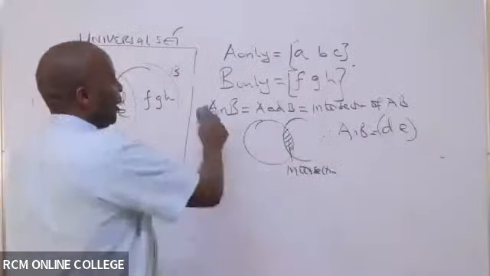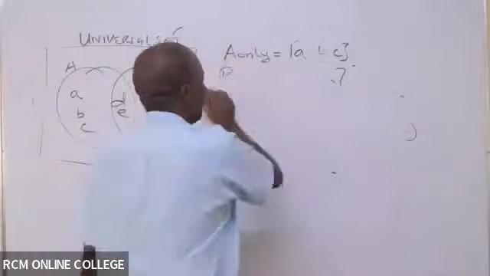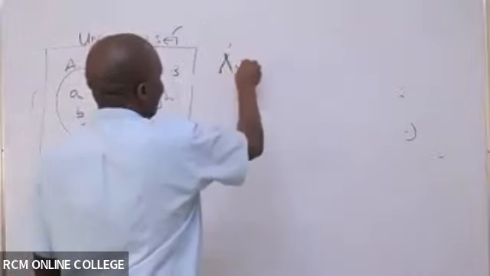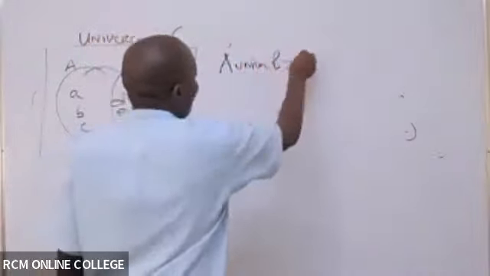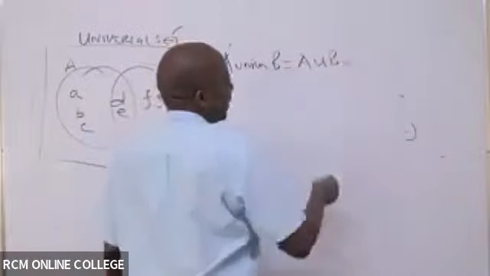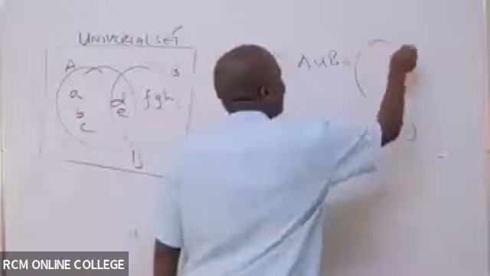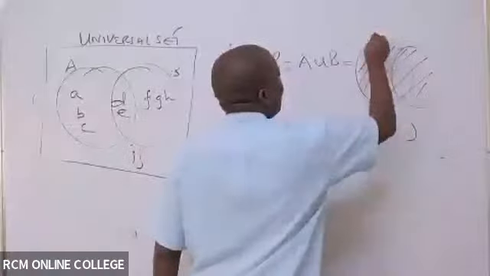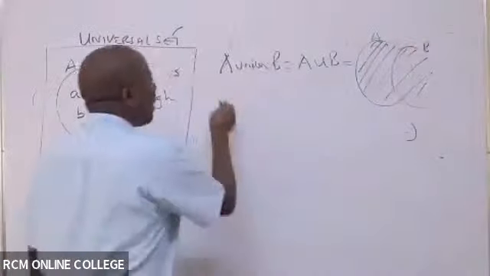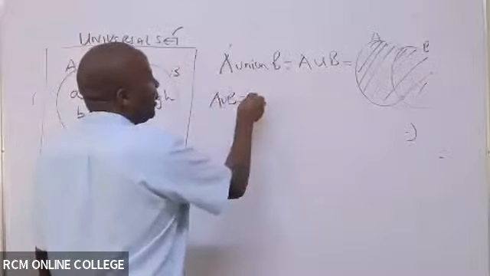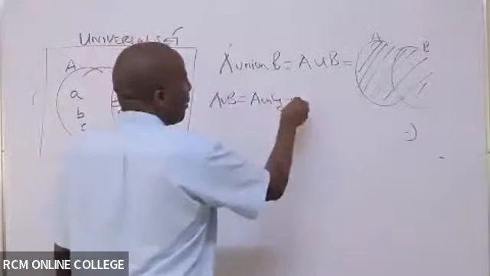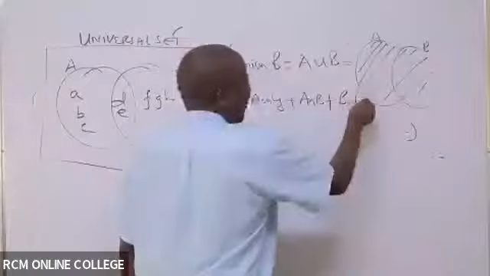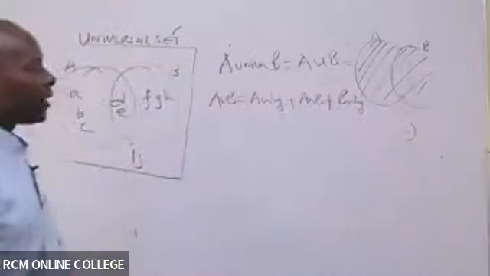A union B, which is A∪B. So remember, if you unite, this is the marrying of the two sets. So this is A, this is B. When they talk of A union B, this will be members of A only, plus the shared A and B, plus B only.